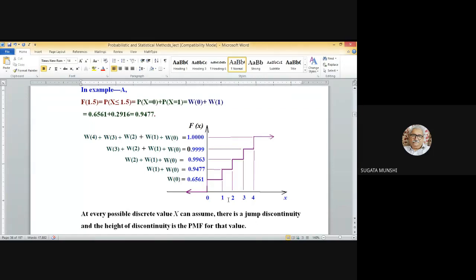F of 1.5, 1.5 is here. All right. So what will be F of 1.5? It is the probability of having x less than or equal to 1.5. So it is obviously 0.9477.